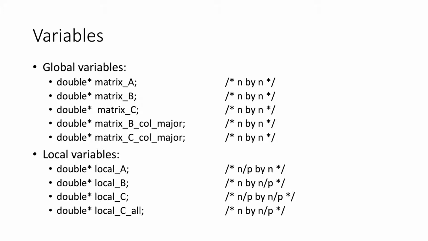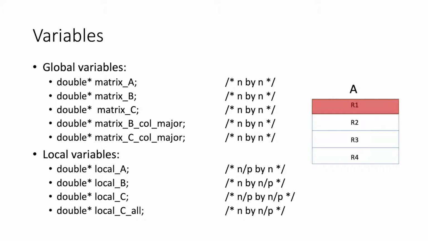So in my implementation, the matrices are stored in one-dimensional arrays using the row major order. The global variables are matrix A, B, and C. A and B are the matrices that are going to be multiplied. C is the result matrix we're going to get. And I've also defined two other matrices just to make the calculation easier. One is matrix B in column major order, and the other is C in column major order.